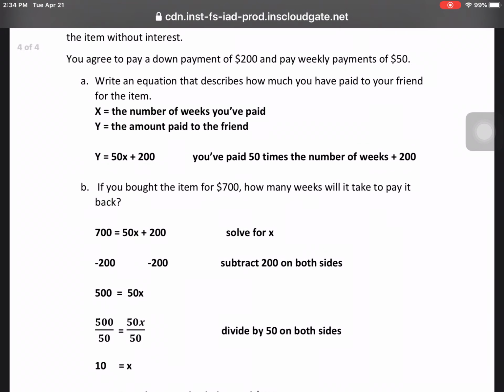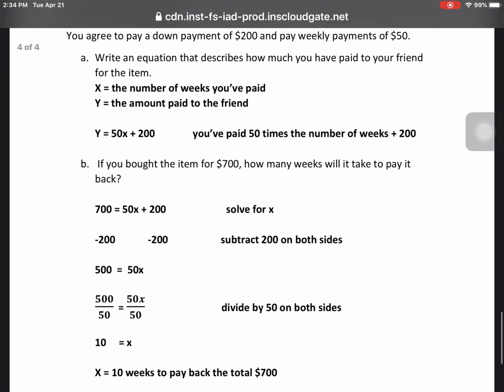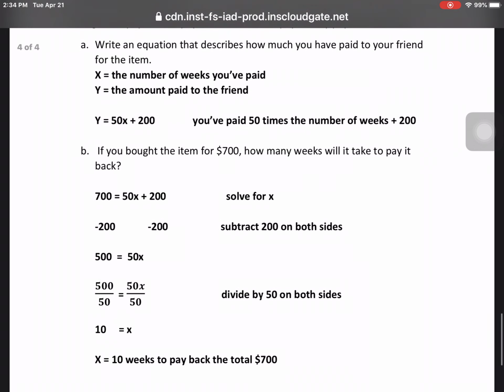Let's say you bought the item for $700. How long will it take to pay back? So we'll set 700 equal to 50x plus 200, and we want to solve for x. It's 50x plus 200 because we're going to multiply 50 times how many weeks, and then plus 200 represents the 200 we put down. If we want to know when that equals $700, we'll solve when it's set equal to 700.